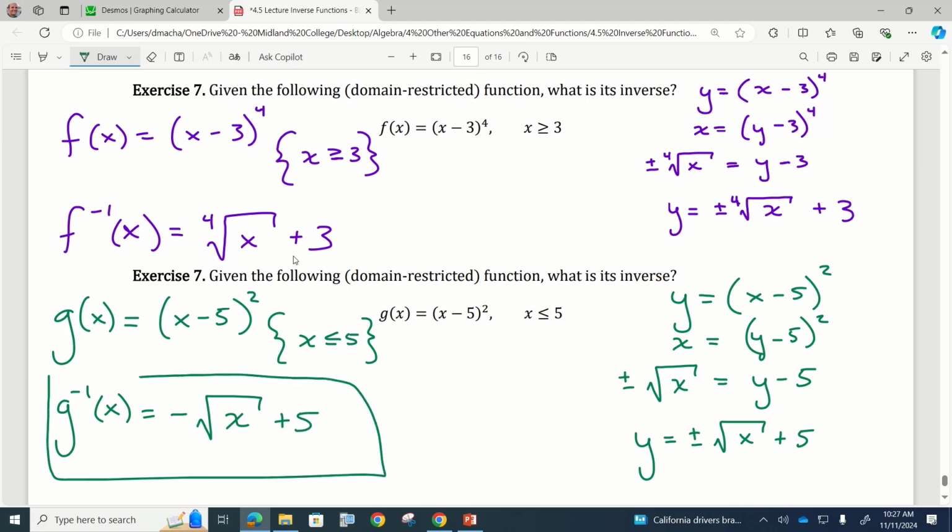Yeah. I want the range of this inverse function to match the domain of my original function. The domain says x has to be less than or equal to 5, and so I have to make this negative to have the range match the domain.